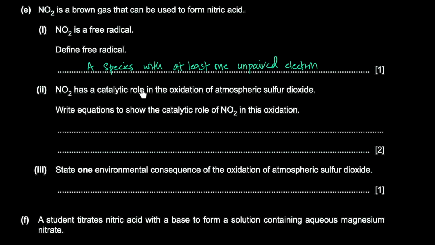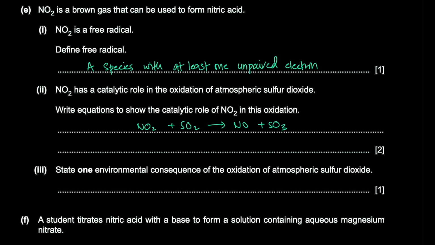NO2 has a catalytic role in the oxidation of atmospheric sulfur dioxide. Write equations to show the catalytic role of NO2 in this oxidation. So nitrogen dioxide can react with sulfur dioxide to form nitrogen monoxide and sulfur trioxide. Now normally sulfur dioxide does not react directly with oxygen to form sulfur trioxide. You need a catalyst for that to happen. So in this case, nitrogen dioxide is the catalyst. It reacts with sulfur dioxide. This reaction has a relatively lower activation energy than the reaction of sulfur dioxide with oxygen directly.